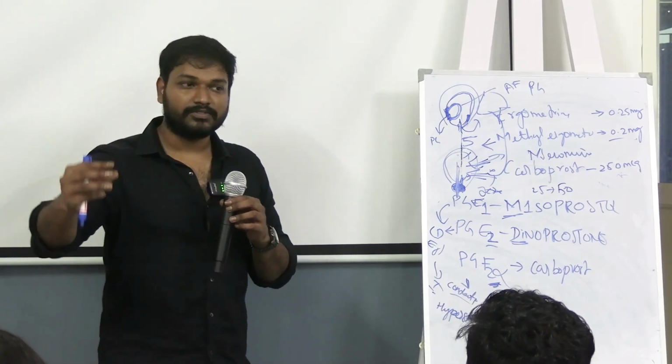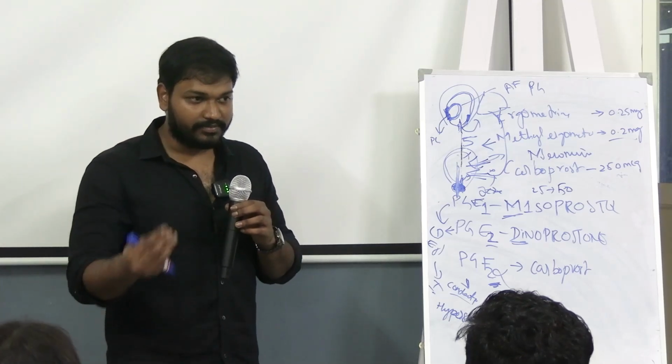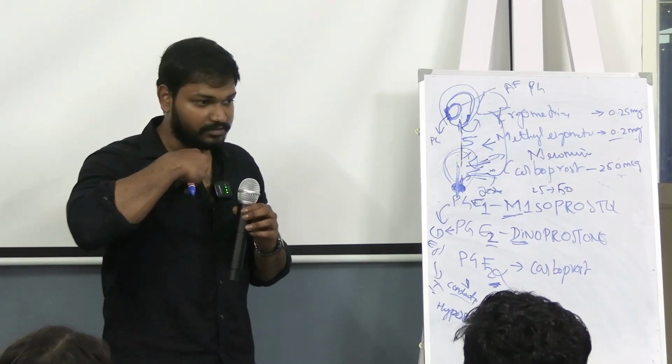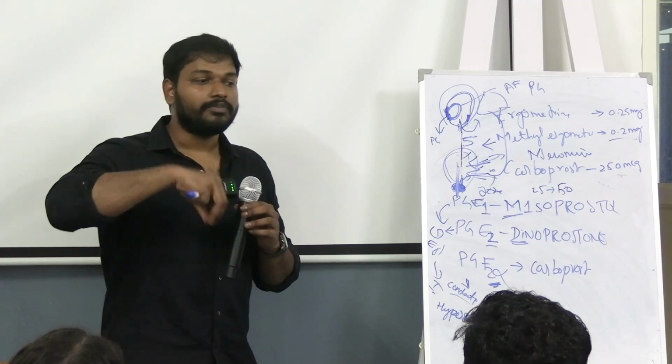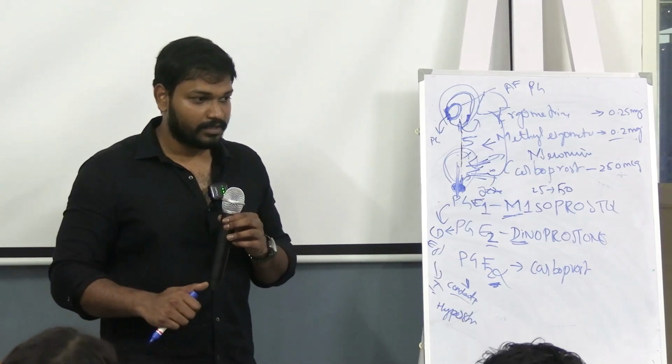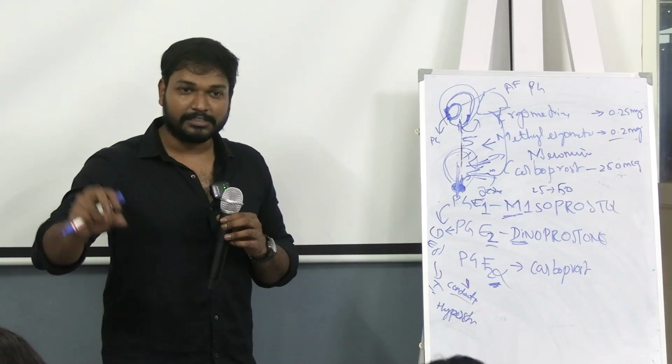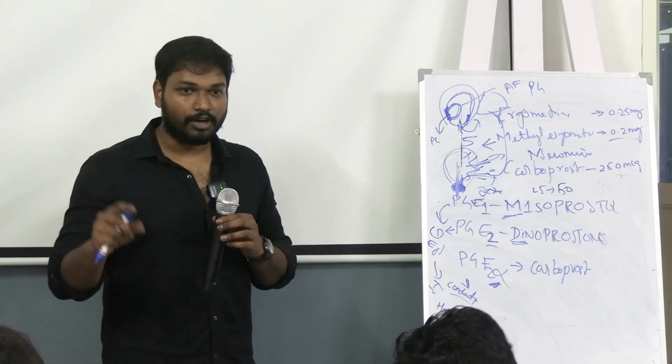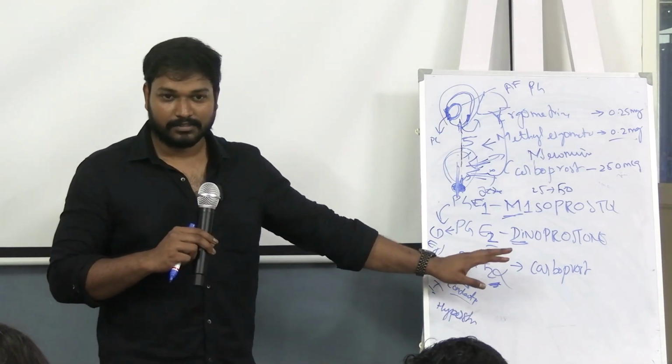Why? Because if that meconium stain liquor goes inside the baby's lungs, there is no way it is coming back. It will lead to hyaline membrane disease. Hyaline membrane disease of the newborn is caused by meconium stain liquor.